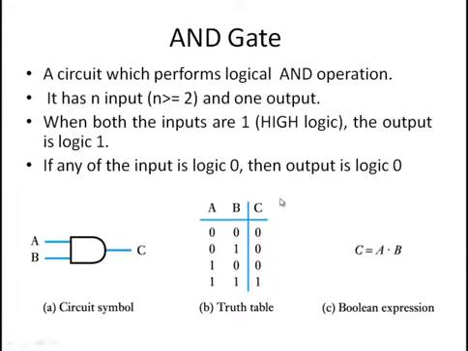Some conclusive remarks can be drawn from this truth table. When both the inputs are 1, that is, A and B both are 1, then the output is logic 1. Another remark is that if any of the inputs is 0, then the output is logic 0, like in these three cases, 0 0, 0 1 and 1 0. So this is the truth table of the AND gate.